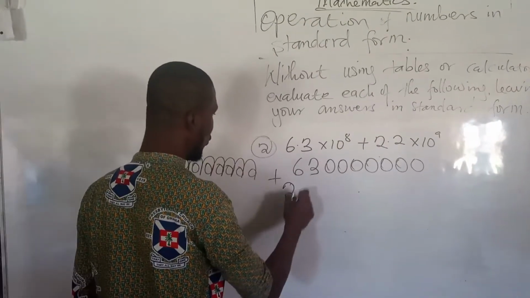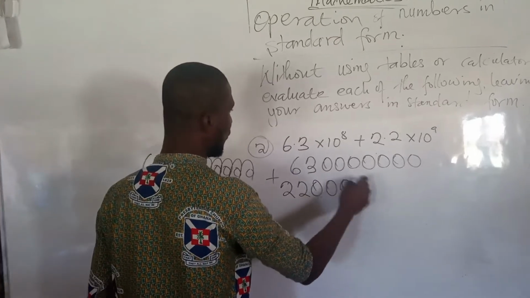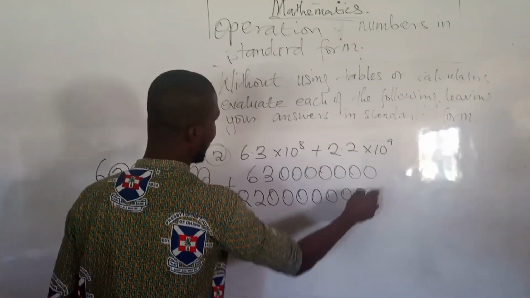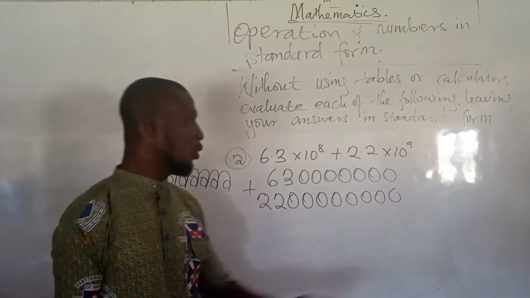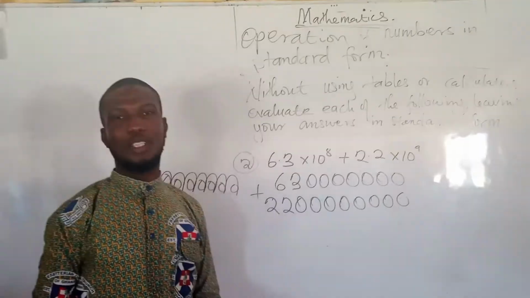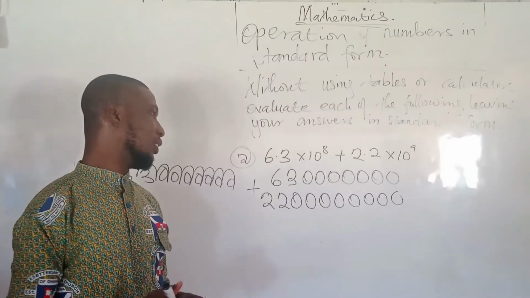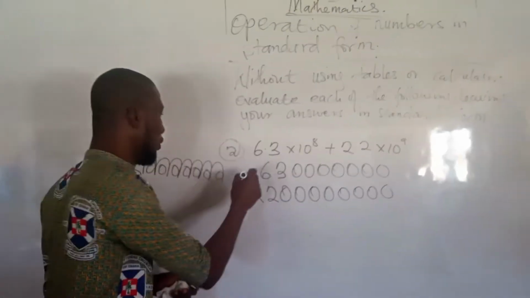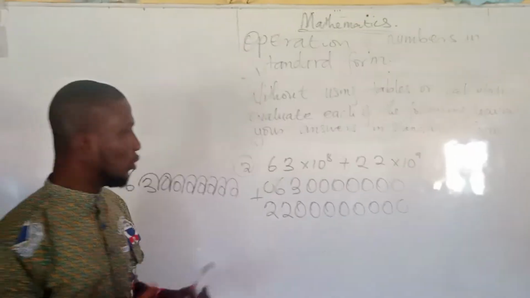So 2, 2, then 1, 2, 3, 4, 5, 6, 7, 8. This is how it's going to be, because the decimal point must be in alignment. If you don't make the decimal point be in alignment, then if possible you can fill the other spaces with 0 so that they line up, then you add. So this is what we are going to get.